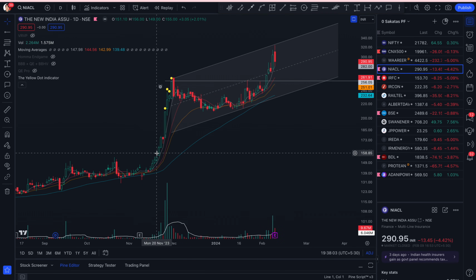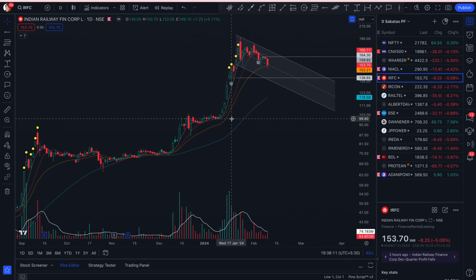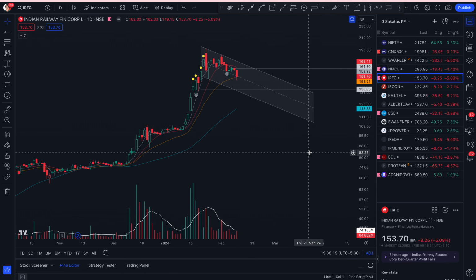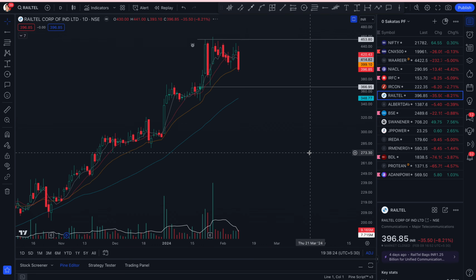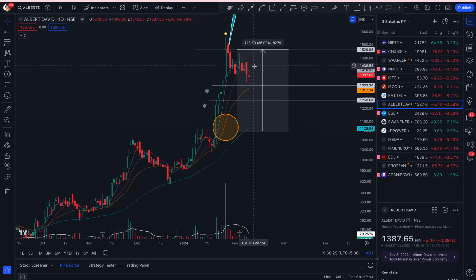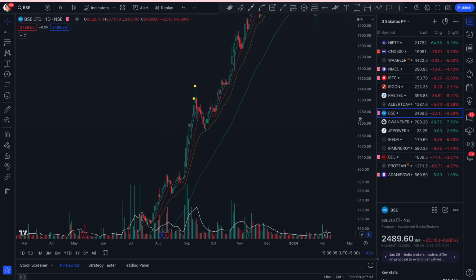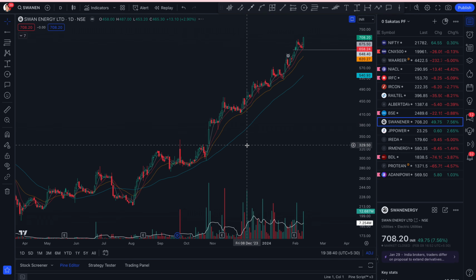So if you had entered somewhere here, this was the overextended condition. Again, I don't use it as a very solid signal. If it appears, I will not necessarily sell, but it's just a cautionary indicator to say that, hey, this stock is getting really extended now. So for example, Alpha Beta here, and possibly you see BSE here was overextended, and then we had a pullback.